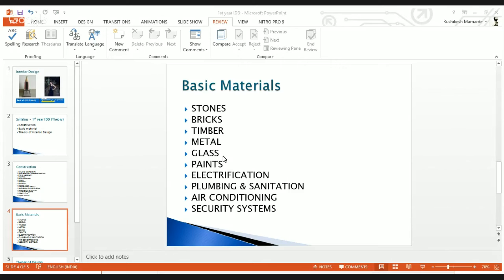Then the next is glass. So the basic composition of glass, how it is made, the history of glass, then the uses of glass, where it can be used, and the formation of glass. Everything we are going to cover in this topic.